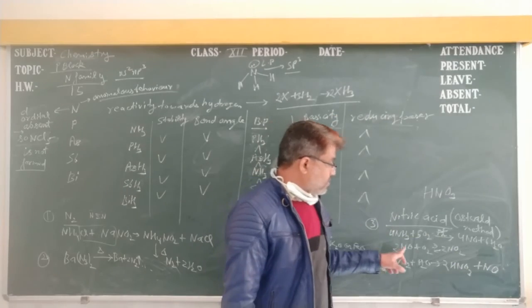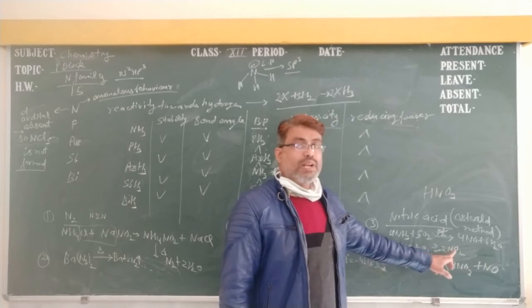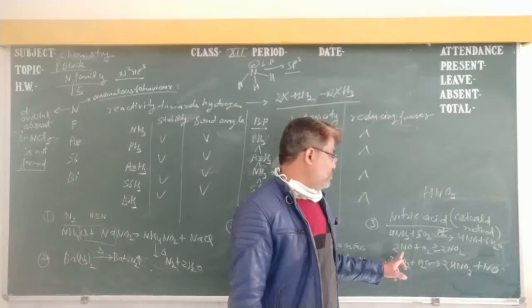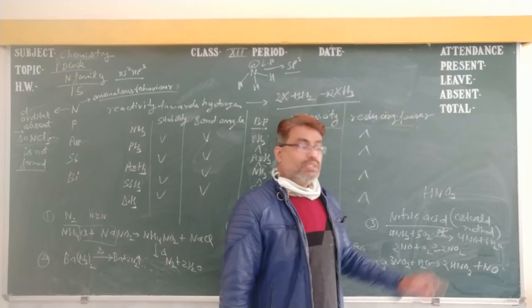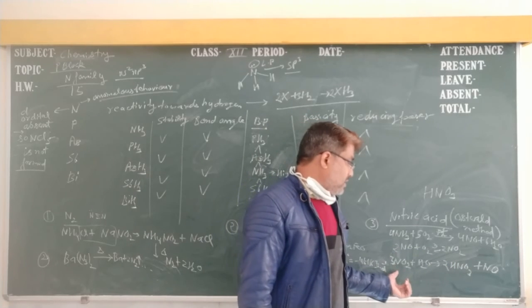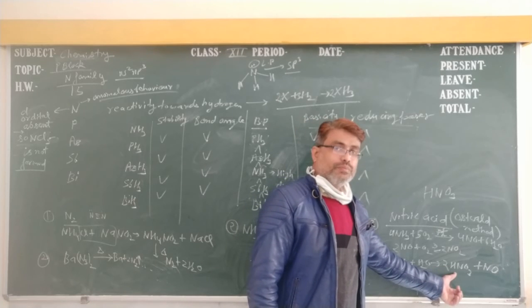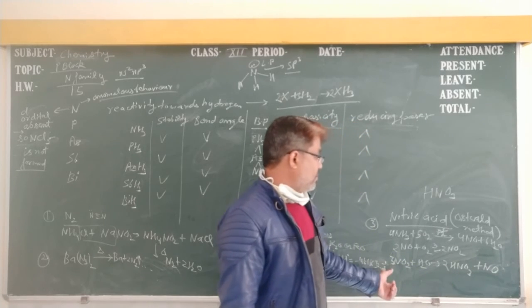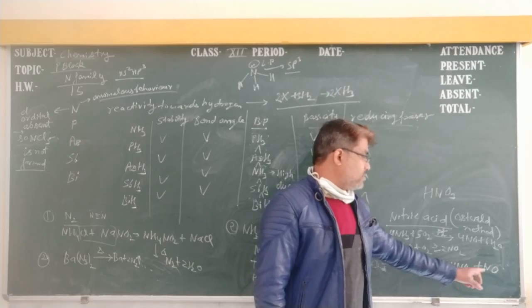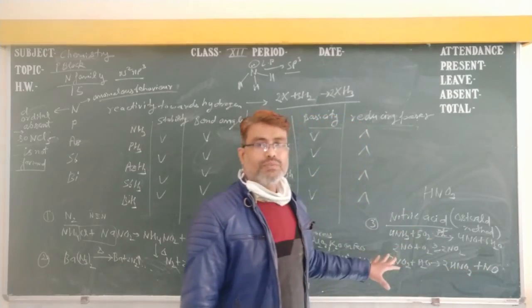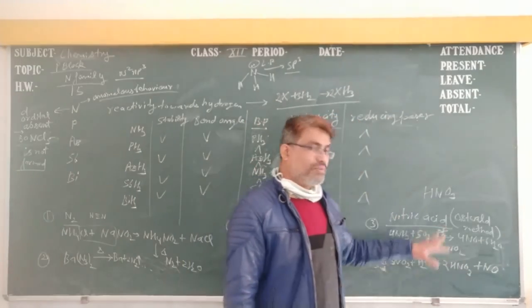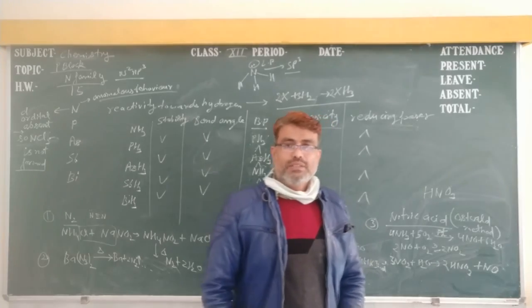Further, this nitric oxide is oxidized to give nitrogen dioxide: 2NO plus O2 gives 2NO2. When this NO2 is treated with water, nitric acid is formed along with nitric oxide. So 3NO2 plus H2O gives 2HNO3 plus NO. So that is the Ostwald method of preparation of nitric acid. Topics finished. Thank you.